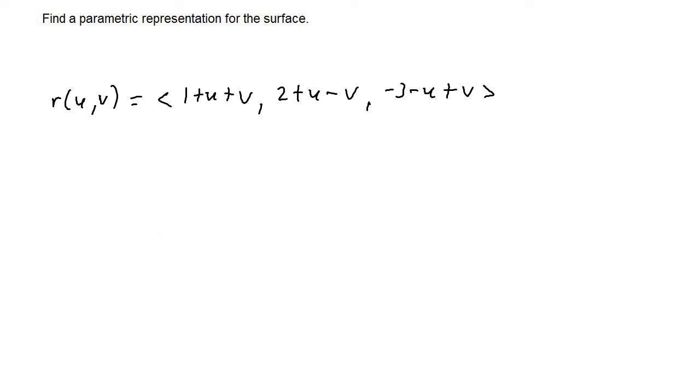So if we were to find parametric equations for this, the x is just going to equal the x component, so 1 plus u plus v. Y is going to equal the y component, 2 plus u minus v. And z is going to equal the z component, negative 3 minus u plus v.